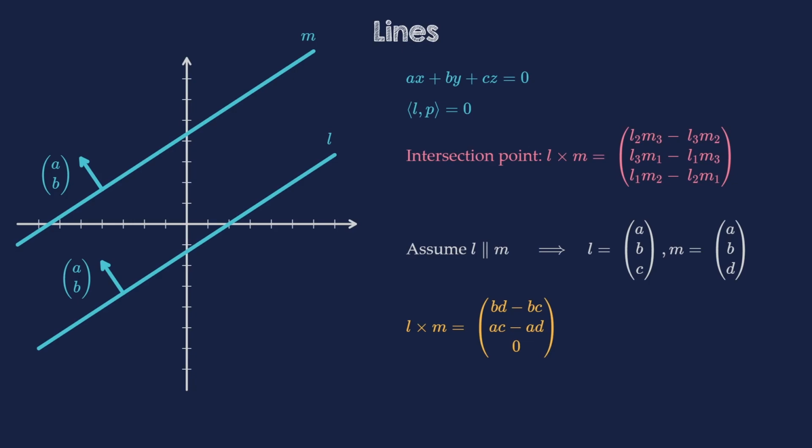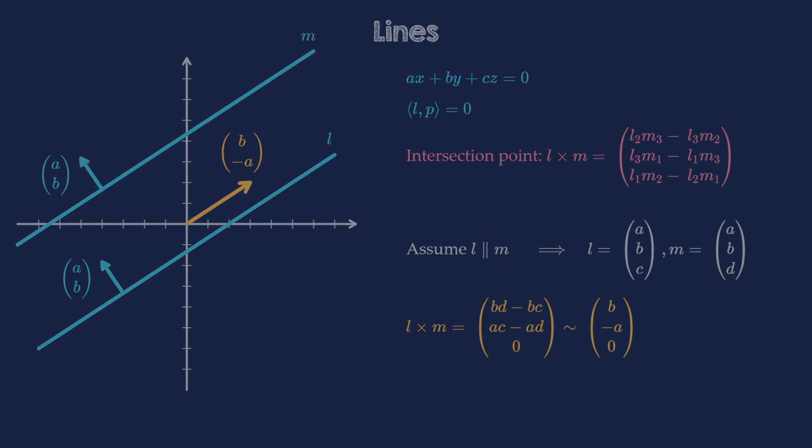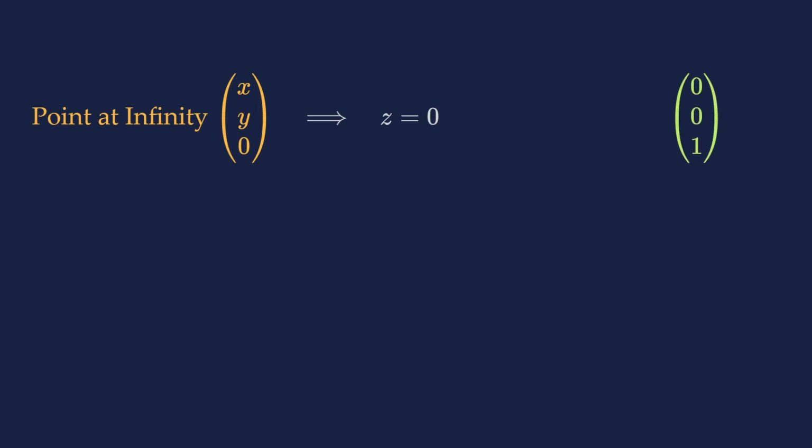Moreover, we can factor out d minus c and see that the direction this point lies in is given by b minus a, which is precisely the direction in which the lines run. Lastly, note that all points at infinity fulfill, by definition, the linear equation z equals 0. So they all lie on a line with coefficient vector 0, 0, 1. In the non-homogeneous version of the line, it would be the equation 1 equals 0, which is always wrong. So no finite point lies on it.